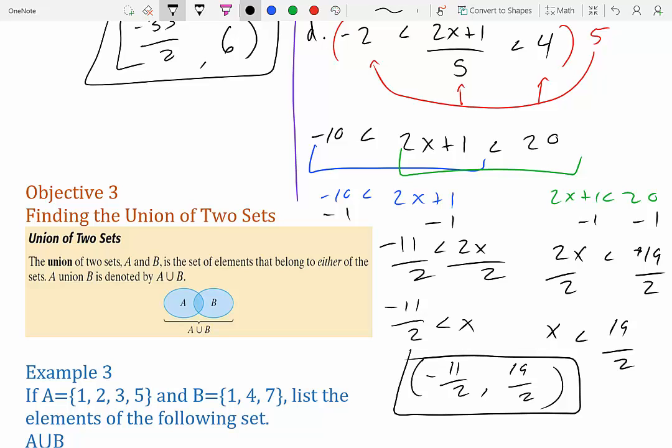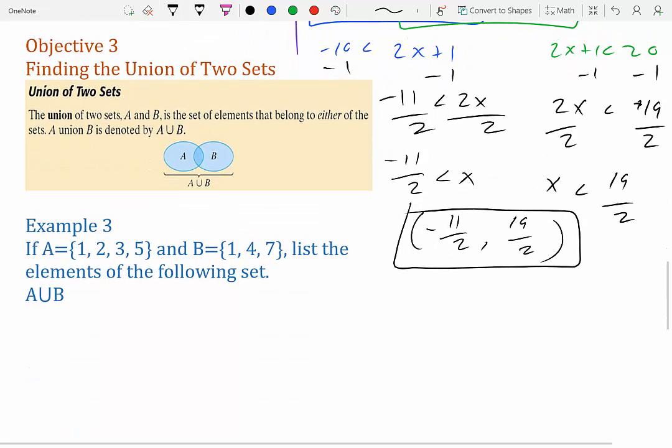Alright, objective 3. Finding the union of two sets. So the union is different than the intersection. The union is, if we combine the two sets, what's going to happen?